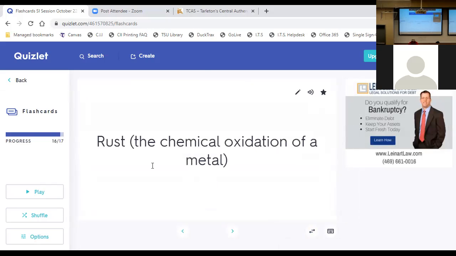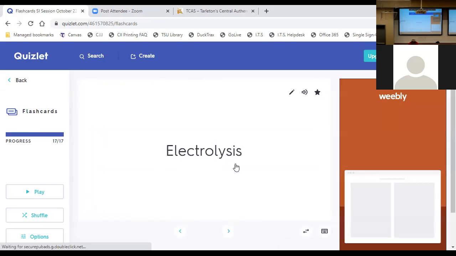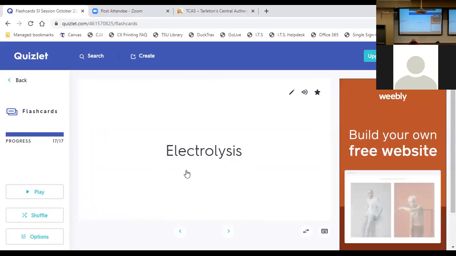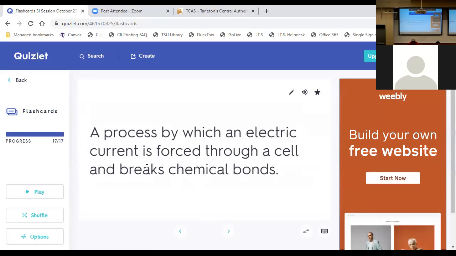Corrosion, it's rust, the chemical oxidation of metal. Iron rusts if you get it wet, and that's all corrosion is. Then electrolysis, the last definition we got. It's a process by which an electric current is forced through a cell and breaks chemical bonds. She kind of covered it right at the end.